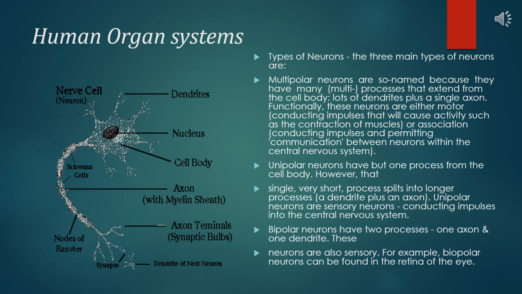Unipolar neurons have but one process from the cell body. However, that single, very short process splits into longer processes, a dendrite plus an axon. Unipolar neurons are sensory neurons conducting impulses into the central nervous system. Bipolar neurons have two processes, one axon, one dendrite. These neurons are also sensory. For example, bipolar neurons can be found in the retina of the eye.